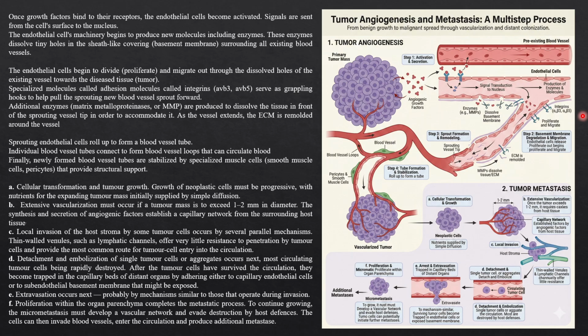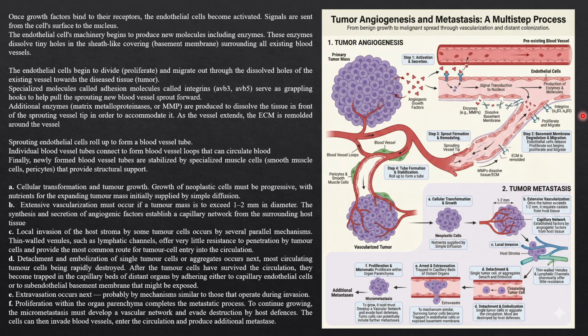Tumor angiogenesis and metastasis is a multi-step process, and this slide explains how tumor progression relies on a stepwise angiogenesis process followed by metastasis. Initially, the tumor cells secrete angiogenic factors that bind to the receptors on the nearby endothelial cells, activating intracellular signaling pathways. This leads to the production of enzymes such as the matrix metalloproteinases, or MMPs, which degrade the basement membrane and extracellular matrix, allowing the endothelial cells to migrate and form sprouts. These sprouts develop into new blood vessels through tube formation and stabilize, ultimately creating a vascularized tumor.